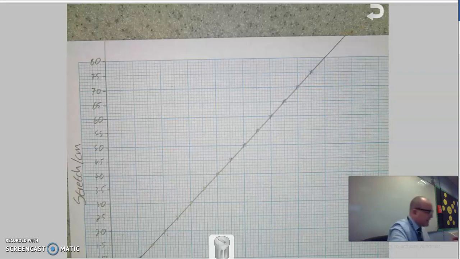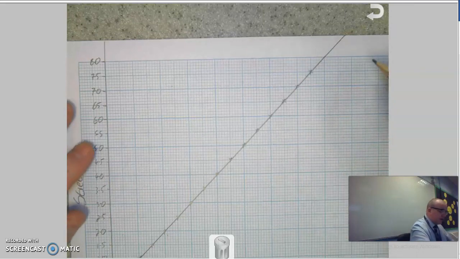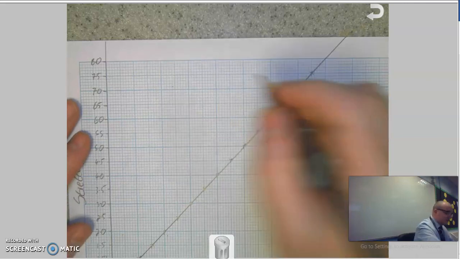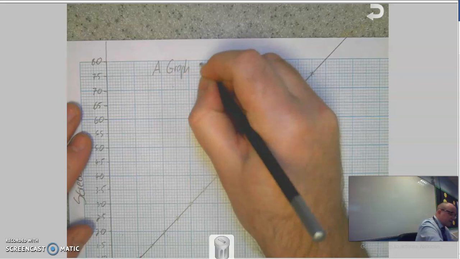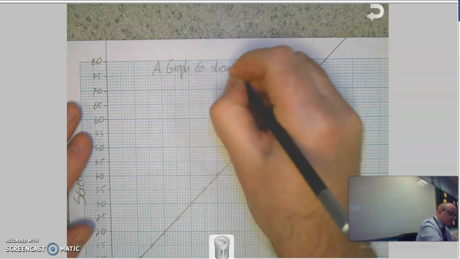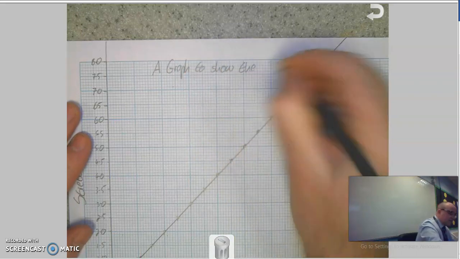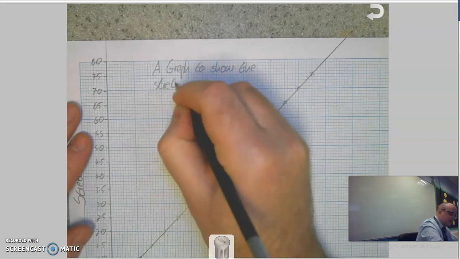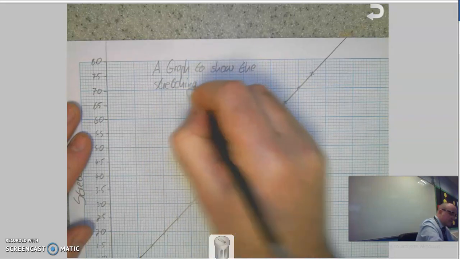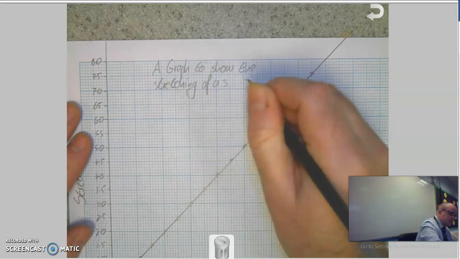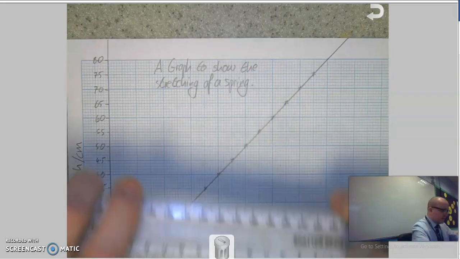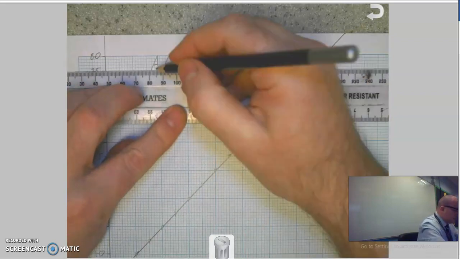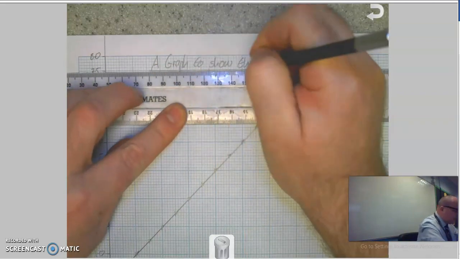Okay, last thing I need to do is give my graph a title. So I'm going to label mine: a graph to show the stretching of a spring. Okay, there we go, there's my title. So there's my graph finished.